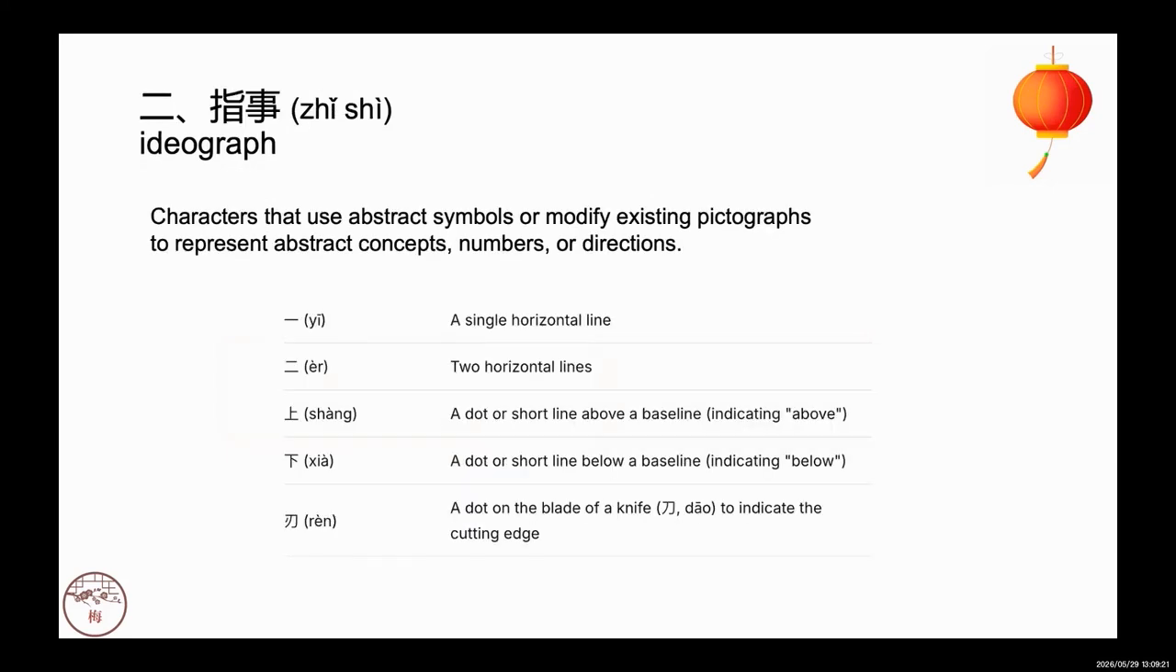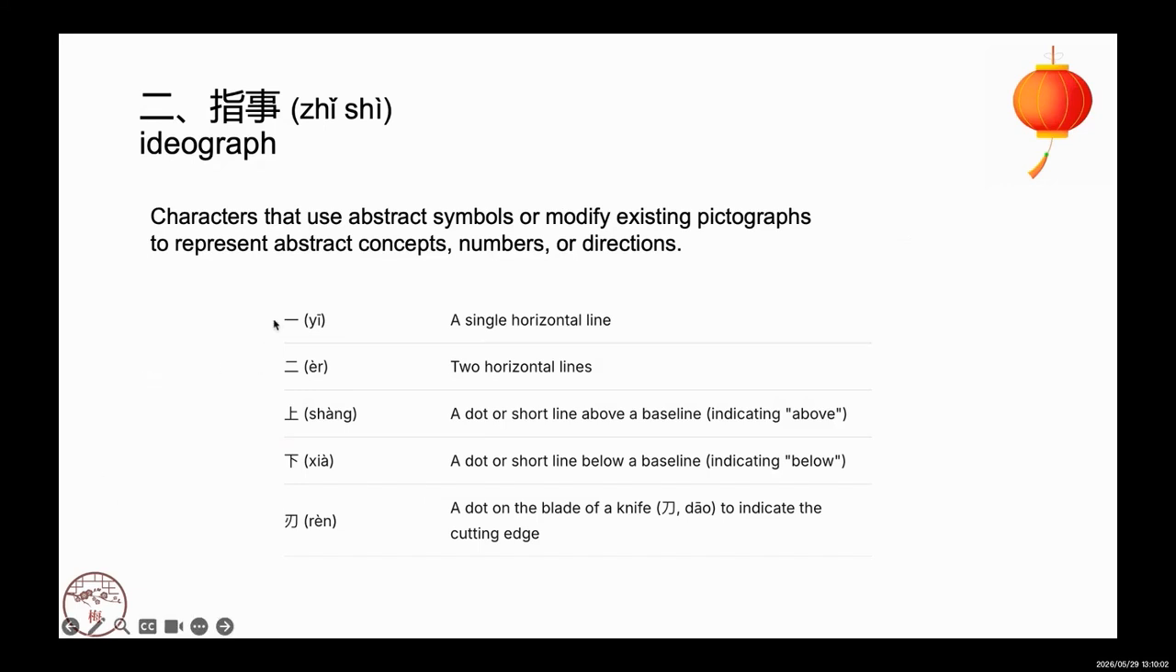The next method is ideograph. 指示, 指示. In this method, characters were created to use abstract symbols or modify existing pictographs to represent abstract concepts, numbers, or directions. So usually in this type, characters are quite simple, or quite light, not heavy, not many strokes.